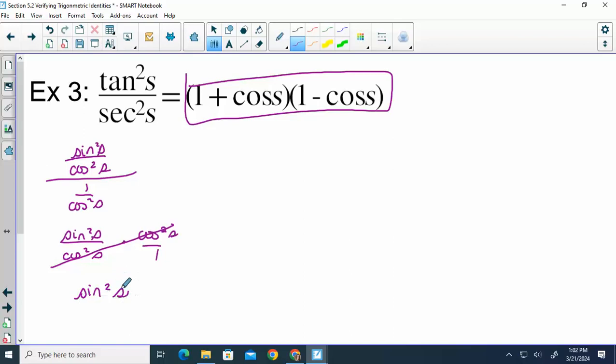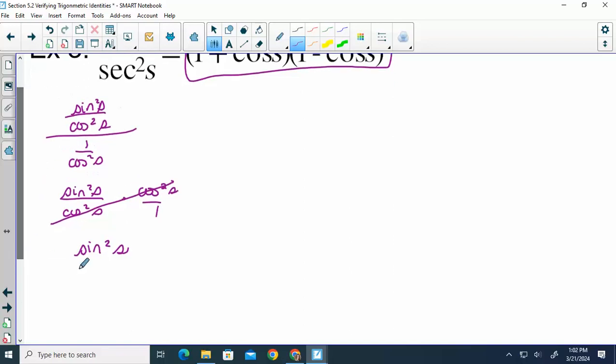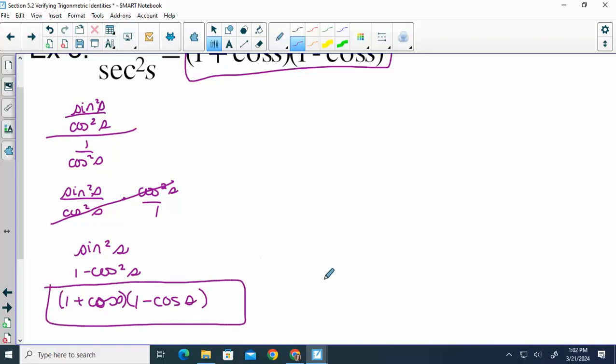If you realize you can get there by factoring, we need to take the sine out. Oh, wait, because sine squared is 1 minus cosine squared from that Pythagorean identity. Oh, okay. And then if you do a difference of squares, that factors into 1 plus cosine s and 1 minus cosine s. So we ended up getting it. Awesome.